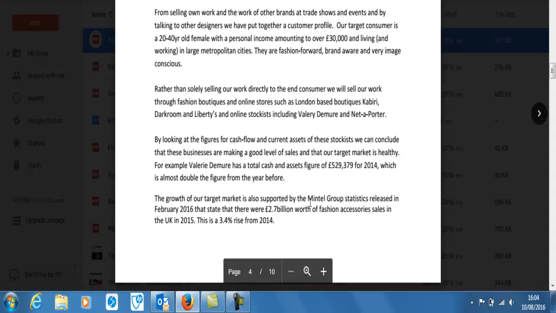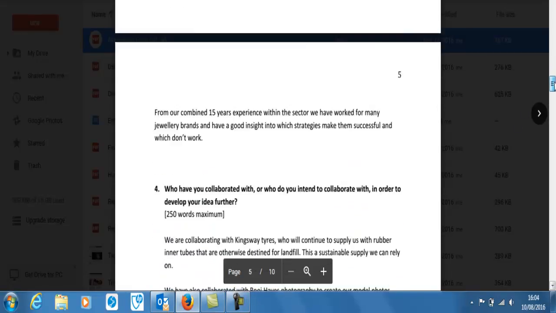Great example here, they've referenced Mintel, which is a market data company, and they've put in the size of the market. So reading this application, you can't help but be really impressed by it.